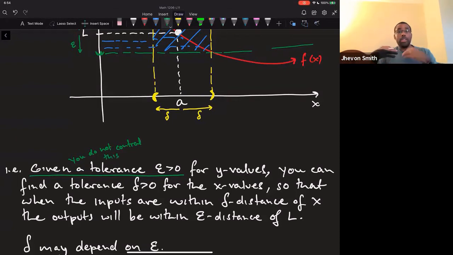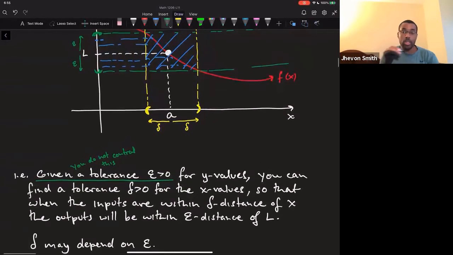Right? So epsilon is something you're given, you have no control over. However, what you control is the delta, right? So given someone's telling you, oh, I want my y values to be this close, you are going to respond with, okay, here, I will tell you what delta you need, right? So you need to find delta.